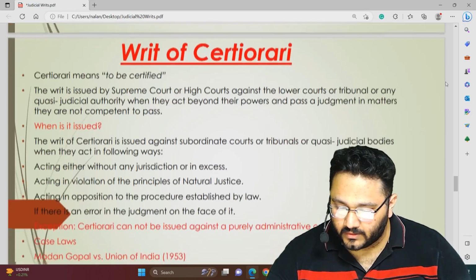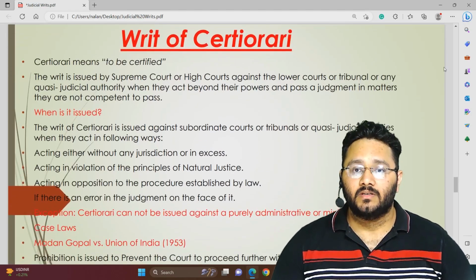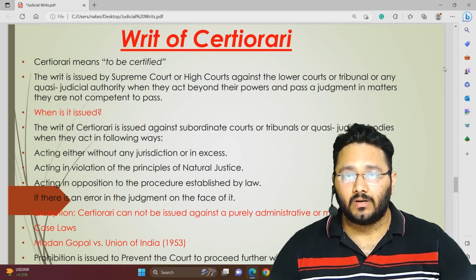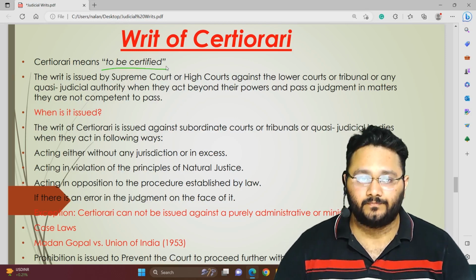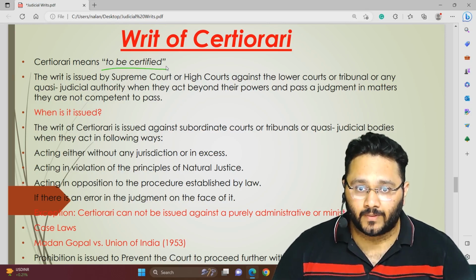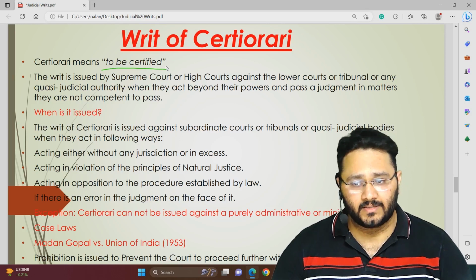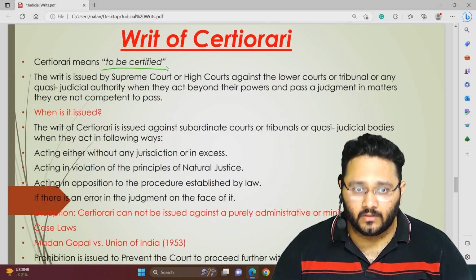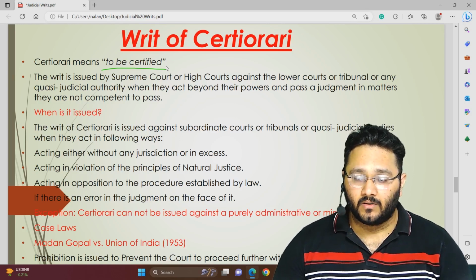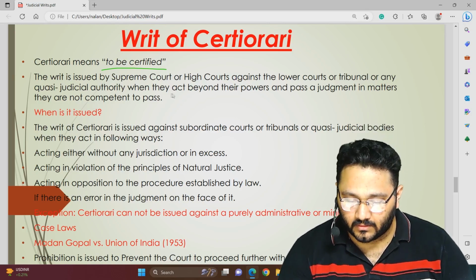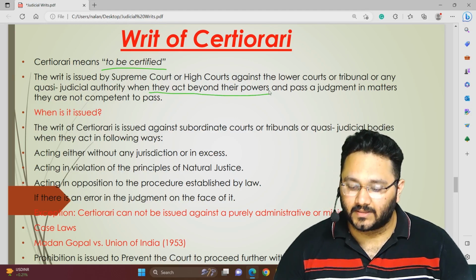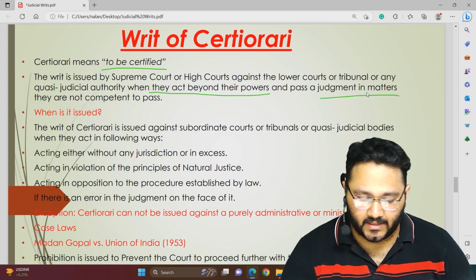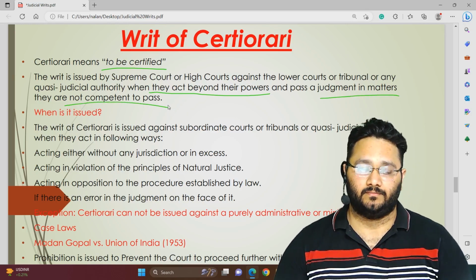Then moving on to the next, writ of certiorari. Certiorari means to be certified. This writ is issued by the Supreme Court or High Court against the lower court or any tribunal or any quasi-judicial authority when they act beyond their power and pass a judgment in matters they are not competent to pass.